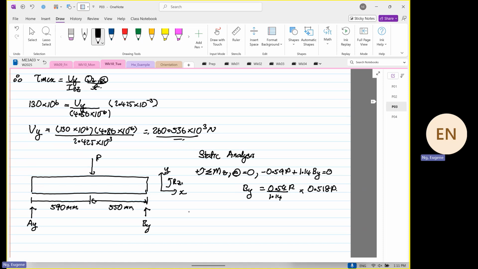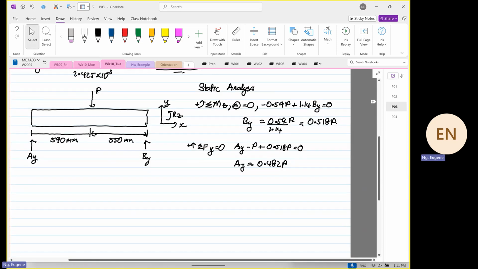Okay, then we do summation of forces in the Y direction equal to 0. You have AY minus P plus 0.518 P, the whole thing equal to 0. So therefore, AY is equal to 1 minus 0.518, which is 0.482.